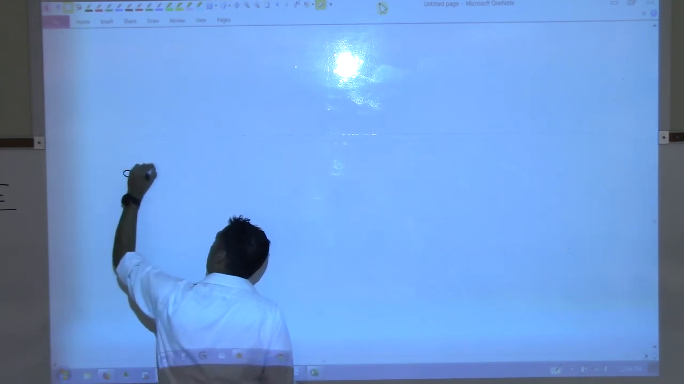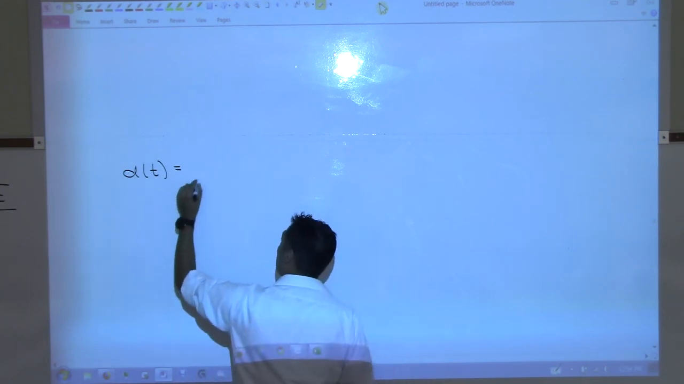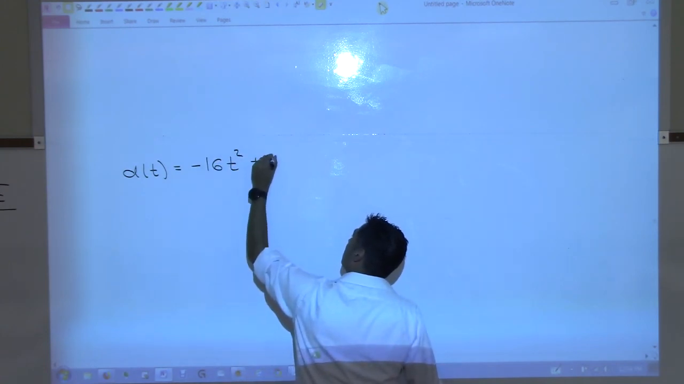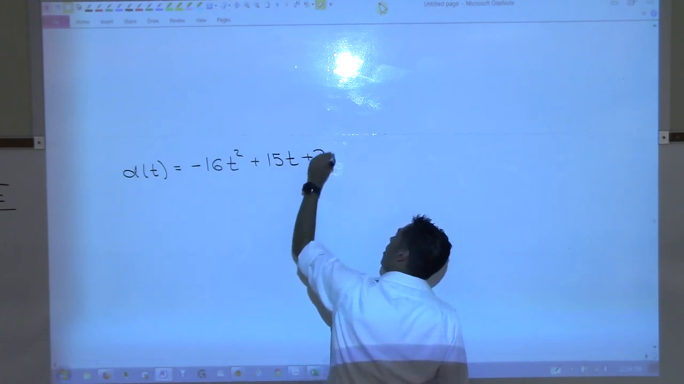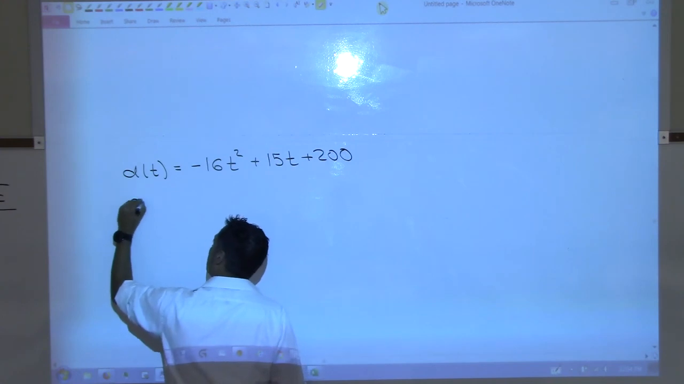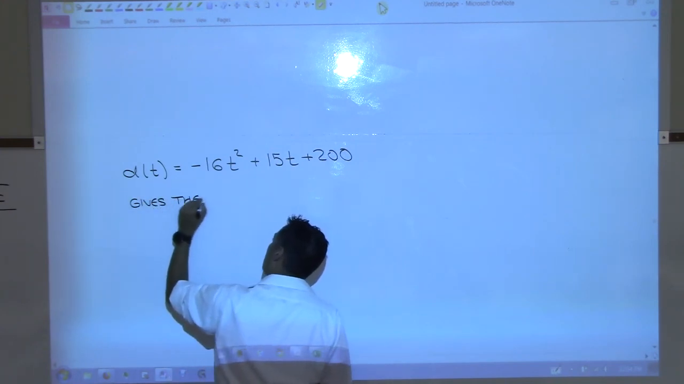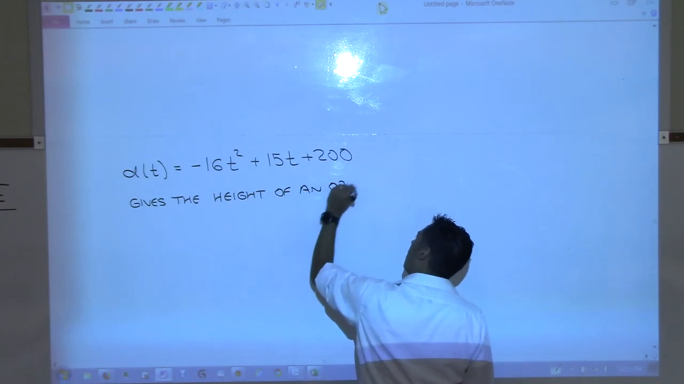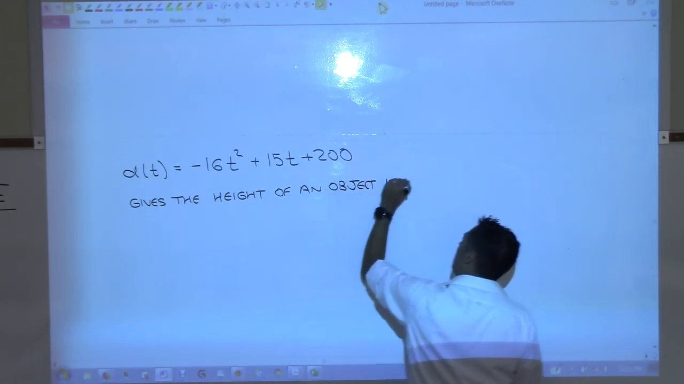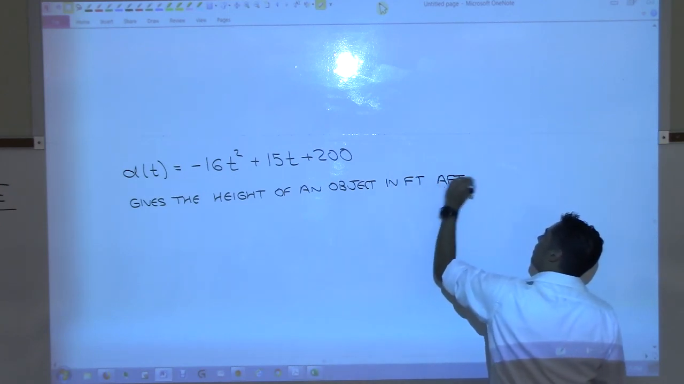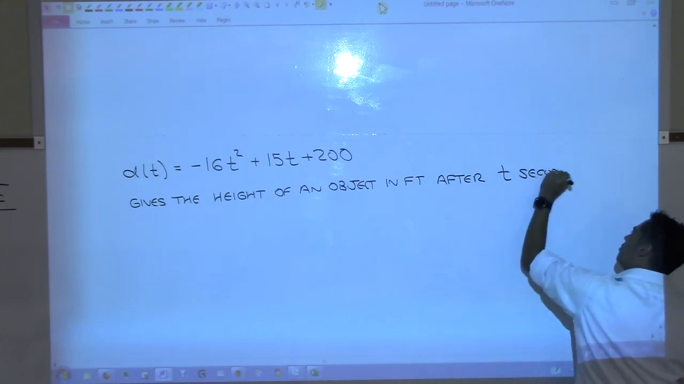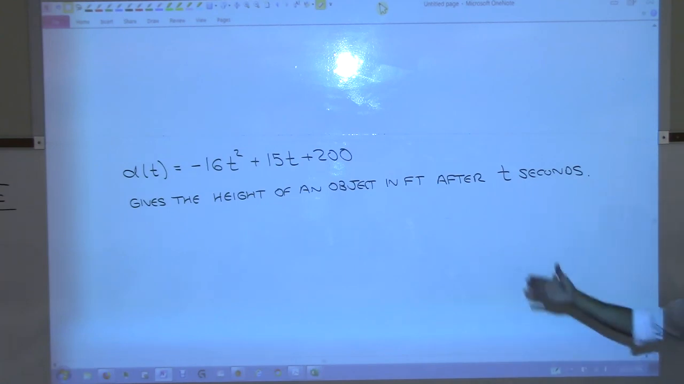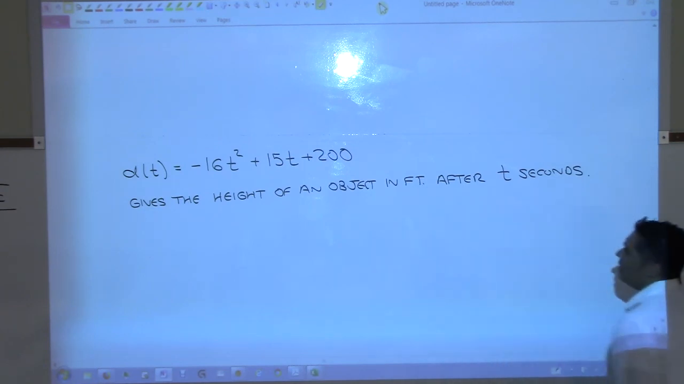Let D of T equal negative 16 T squared plus 15 T plus 200 give the height of an object in feet after t seconds. So I'm using the formula I just told you that is for all objects on Earth. This gives the height of an object in feet after t seconds have gone by.